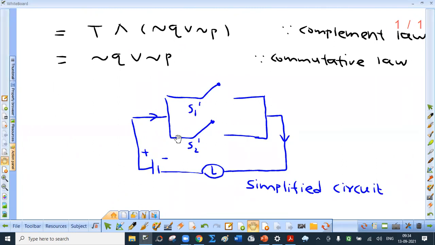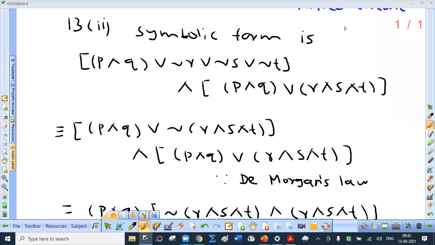Because what is not P? Not P means the switch S1 dash is closed. That is, switch S1 is open. Now in the second, you have to begin with: let P, Q, R, S denote that switches S1, S2, S3, S4 are closed respectively.